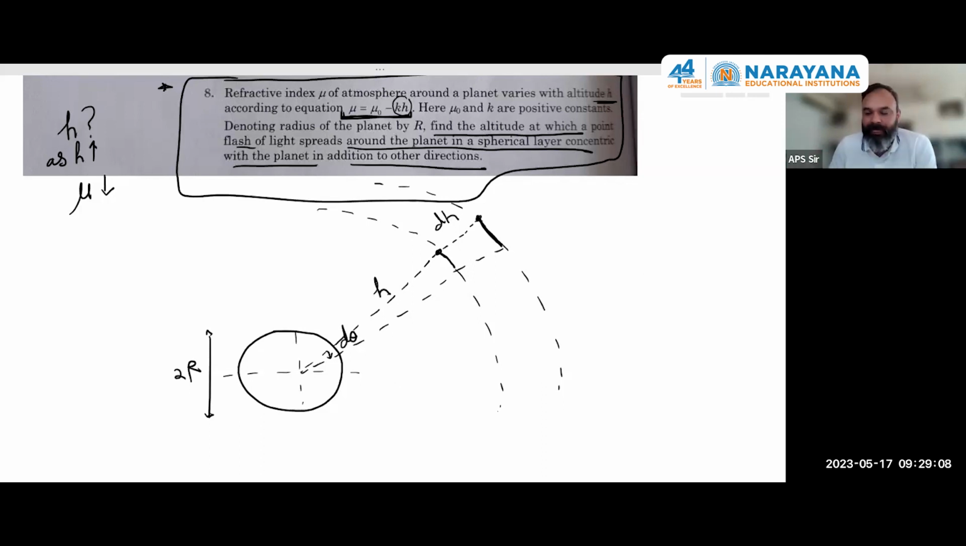So I'll give some dt time. And for the dt, how will I think? If I say that my front guy at h travels, use angle is equal to arc upon radius. So he travels h d theta. My other guy, I've drawn a line, but it's a small arc. It travels h plus dh into d theta. So you understand that there is a relation between these two movements.